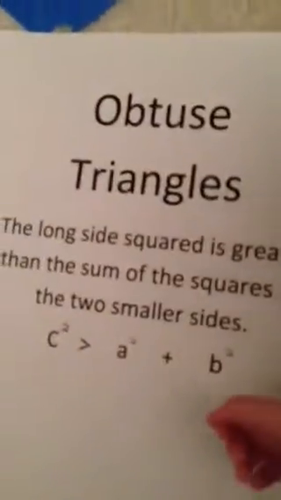So should we see that again? We have obtuse, c squared greater than a squared plus b squared. And we have right, well, we all know that's equal to a squared plus b squared.